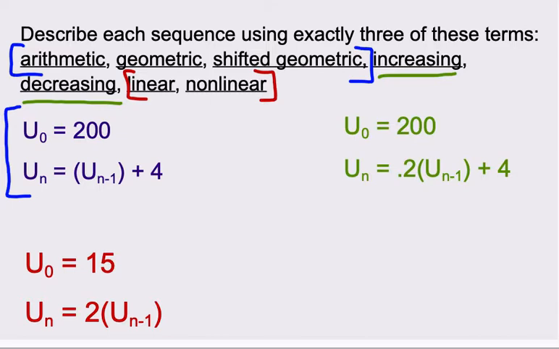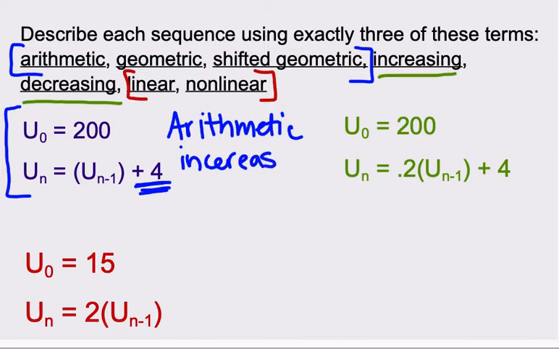But hopefully that plus 4, you recognize it as the common difference. So it's really easy to see that it's arithmetic. And since we're adding 4 each time, you're going to know it's increasing. And just like on the last slide, we talked about how arithmetic sequences will always be linear. So those would be 3 terms that would make sense to describe this one.